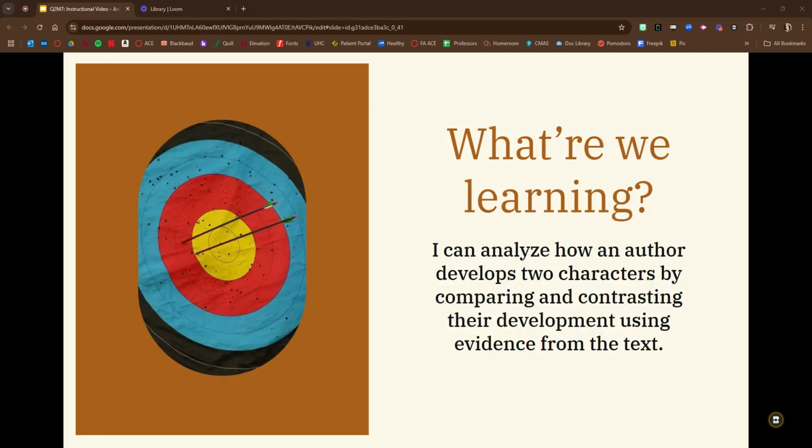So, what are we really learning? The goal by the end of this week is I can analyze how an author develops two characters by comparing and contrasting their development using evidence from the text. So, we're going to be building off of the two characters that you chose last week, assuming that you did the Mod 6 work, and looking at this next step of not only who are these characters, but how are they built and why did the author make some of the choices that they made.